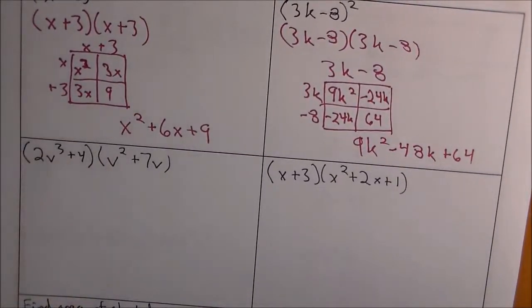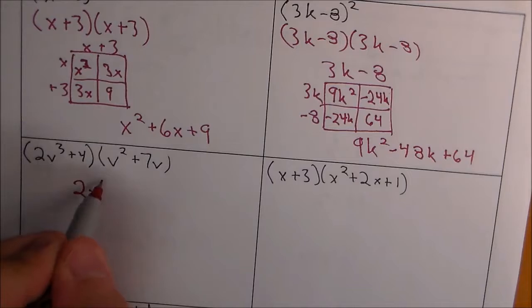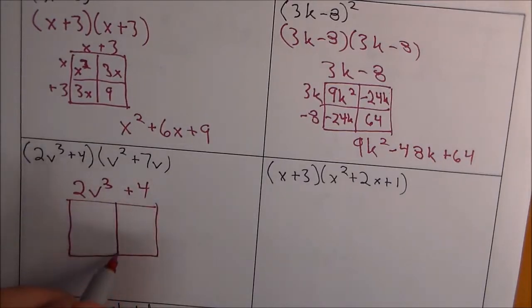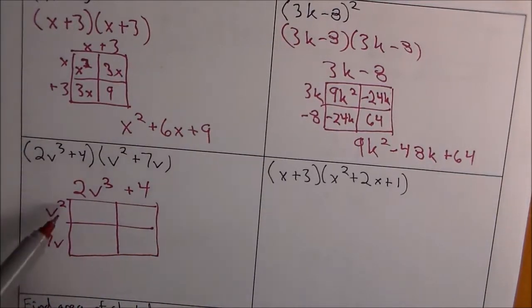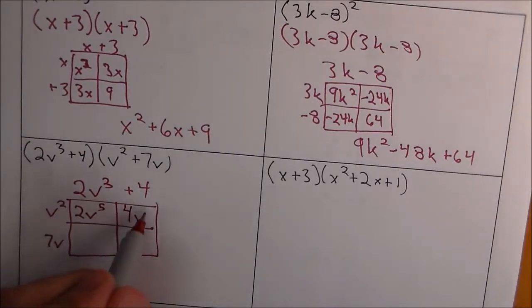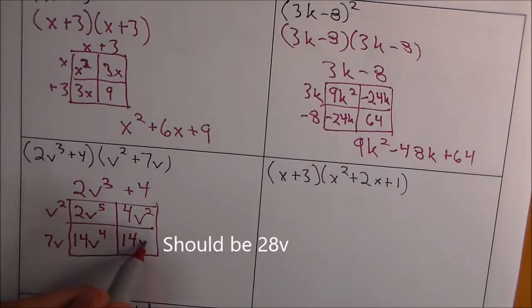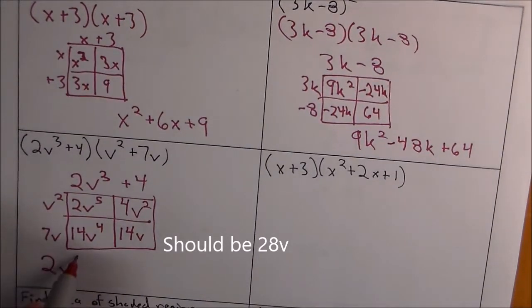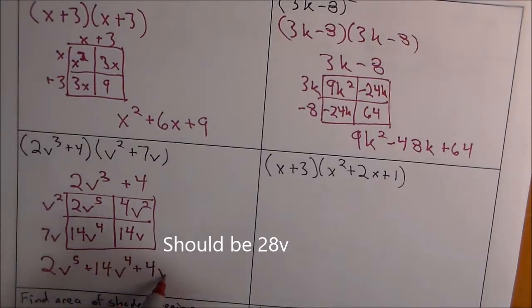Next, we've kind of changed the variables that we have in the exponents. So we're going to go 2v to the third plus 4, and v squared plus 7v. Be careful with our exponent rules here. v squared and 2v to the third is 2v to the fifth. Then I have 4v squared. Next, 14v to the fourth and 14v. Going from largest to smallest in the exponent, we're going to go 2v to the fifth plus 14v to the fourth plus 4v squared plus 14v.